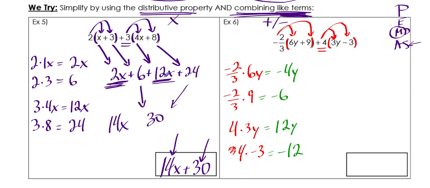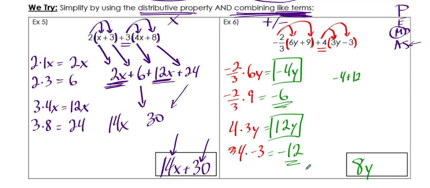I'm going to skip this step. I don't know if we actually need that. I just want to identify my like terms from this list now. I have a negative 4y and a positive 12y. So that's negative 4 plus 12. That's 8. It keeps the y attached to it. Those are like terms. They have to keep that variable attached to them. Same thing here. These don't have a variable attached to them, so those are also like terms. Negative 6 minus 12 is negative 18.